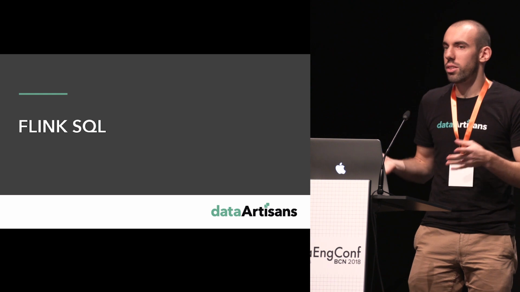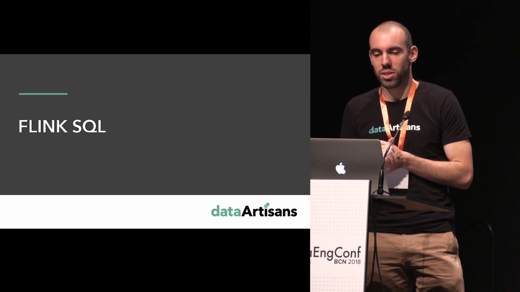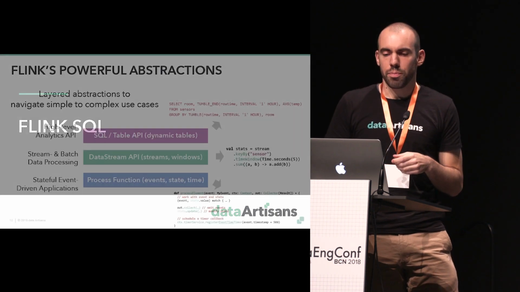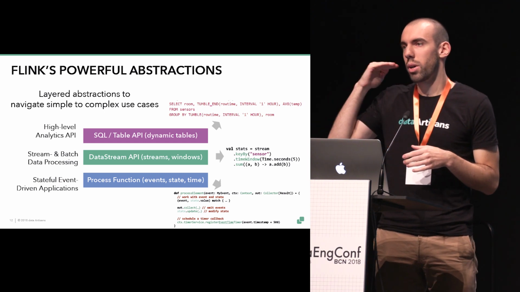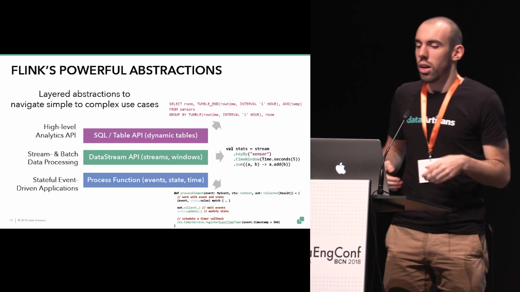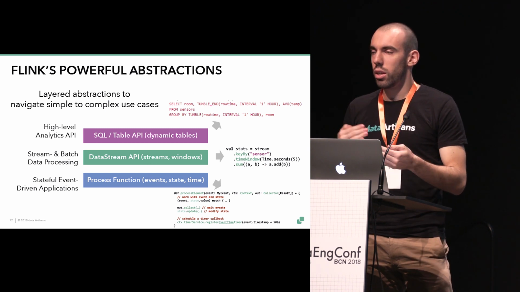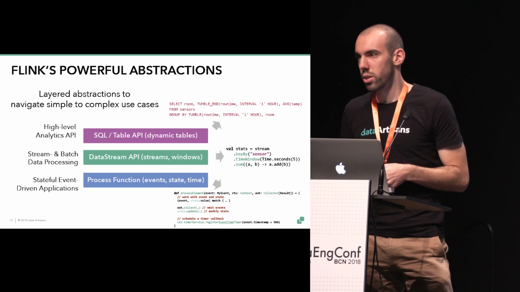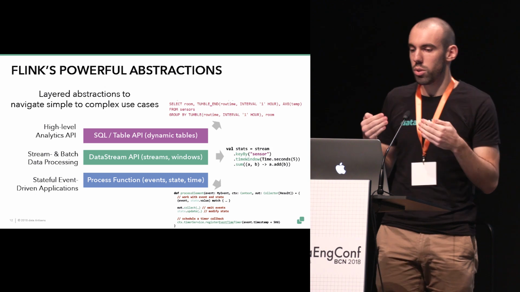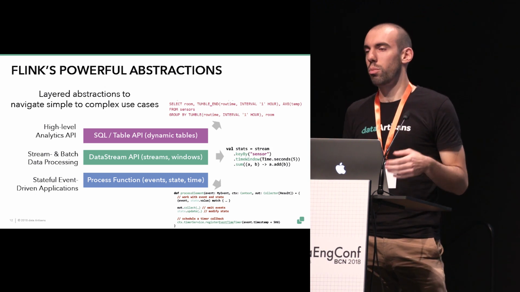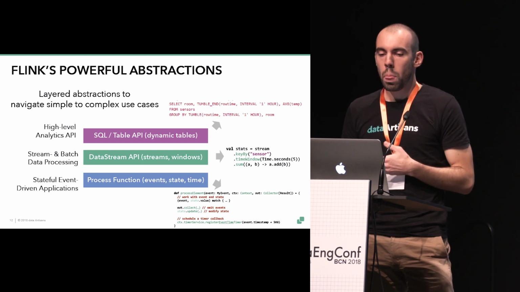But now let's talk a little bit about Flink SQL, because that's the actual topic of this talk. If you look at Flink's APIs, we have different levels of abstraction. The DataStream API is our main API in Flink. It allows for both batch and stream processing. It has an okay-ish abstraction. The DataStream API provides some predefined operators like windows and dealing with data streams in general.